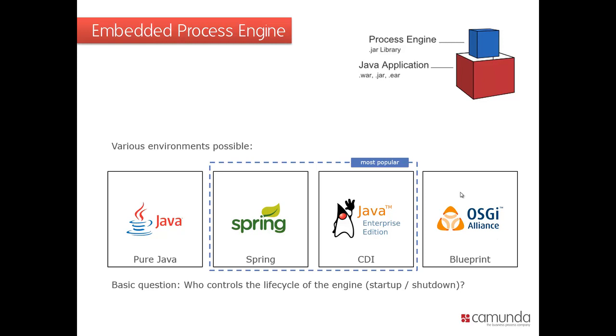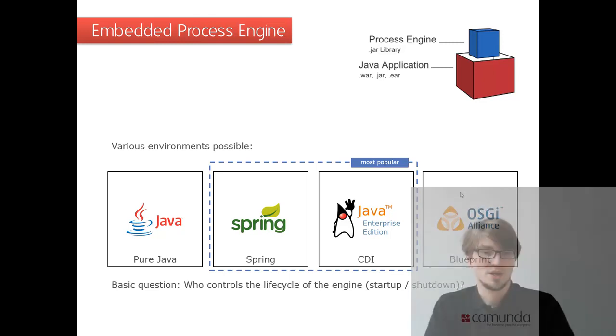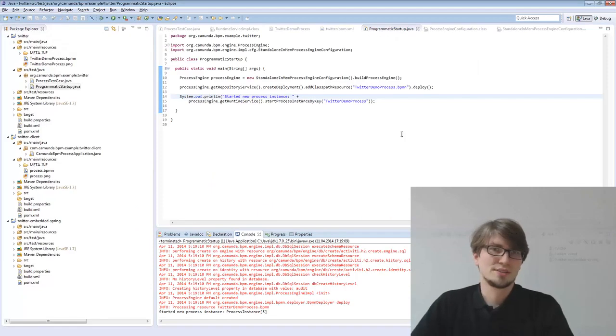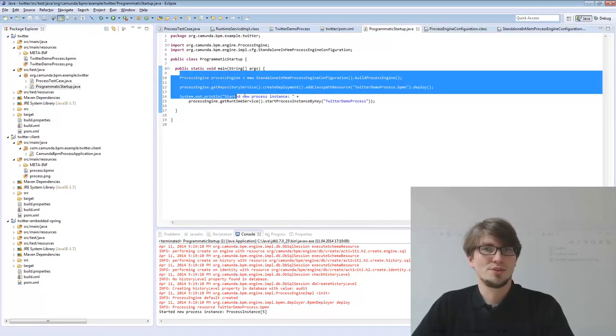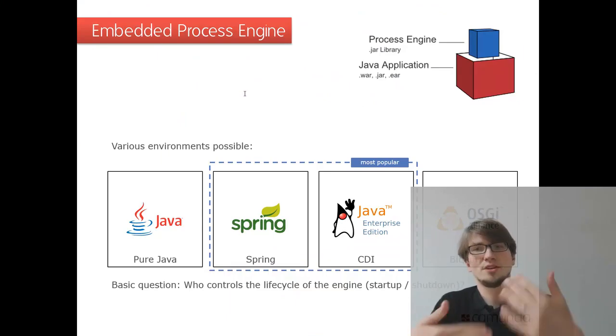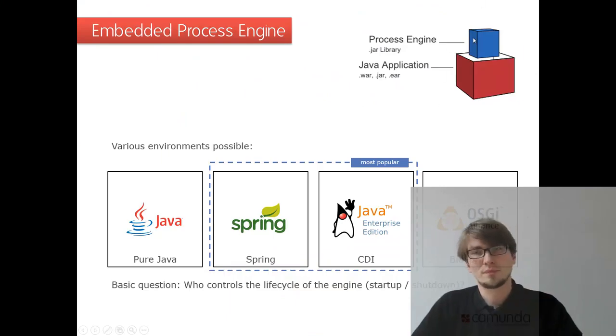The interesting part is always if you use the engine, somebody has to care about the life cycle. So you have to start up the engine and you have to shut down the engine afterwards. So basically, what I did in the simple Java program here, I started the engine. So this has to be done somewhere in the life cycle of your application. So that could be maybe done with Spring, for example.